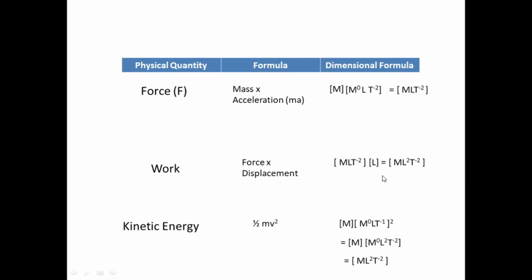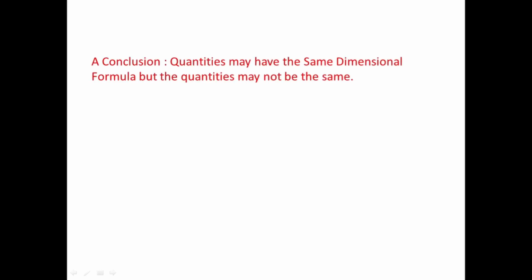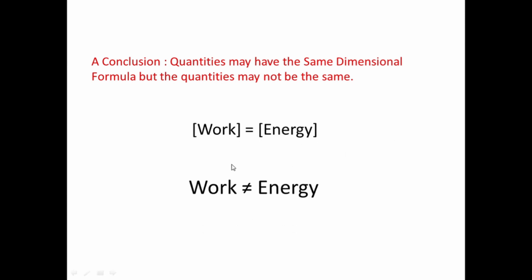But as you can see, the dimensional formula for work and energy is the same. So we get to a conclusion that quantities may have the same dimensional formula, but they may not be the same. For instance, as we have seen before, the dimensional formula for work is equal to dimensional formula for energy, but work is not equal to energy.